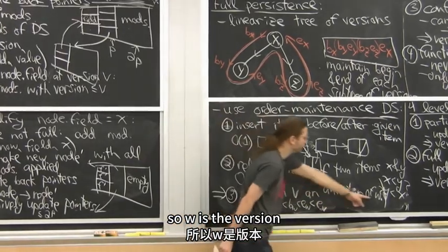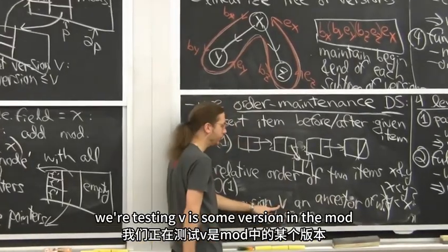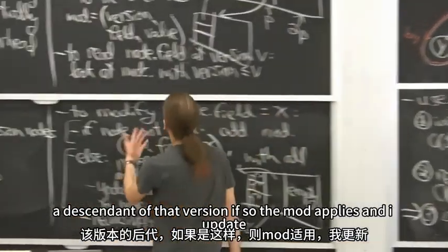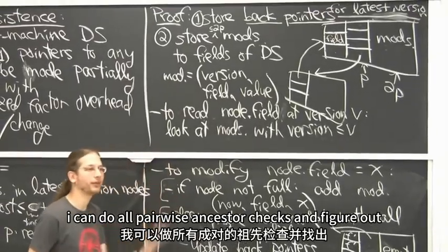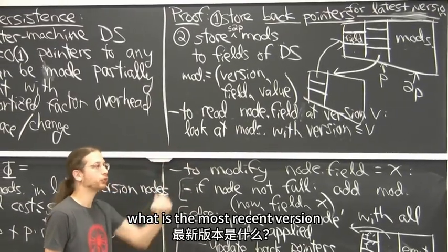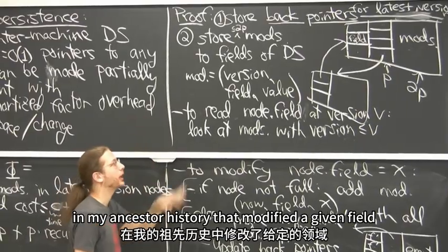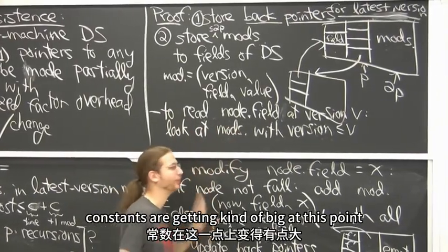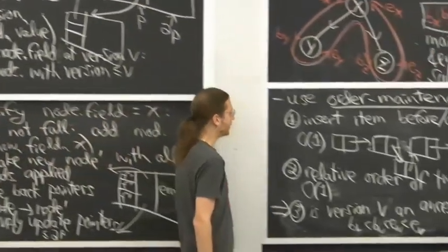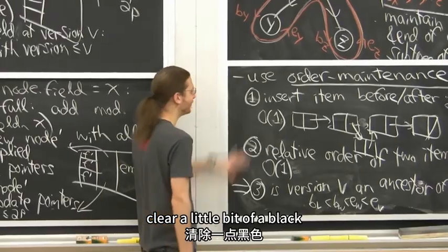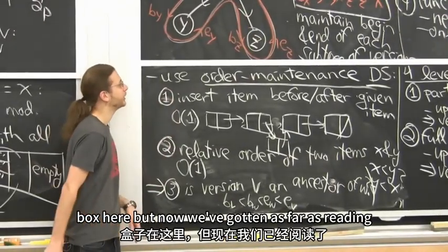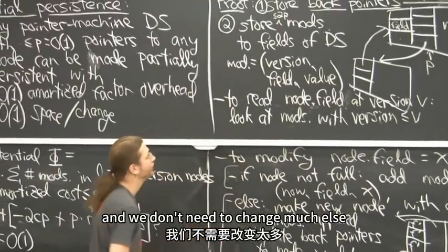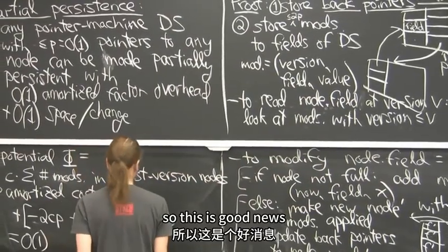So W is the version we're testing, V is some version in the mod. I want to know, am I a descendant of that version? If so, the mod applies, and I update what the field is. I can do all pairwise ancestor checks and figure out what is the most recent version in my ancestor history that modified a given field. That lets me read a field in constant time. Constants are getting kind of big at this point, but can be done. Clear? A little bit of a black box here, but now we've gotten as far as reading, and we don't need to change much else. So this is good news.